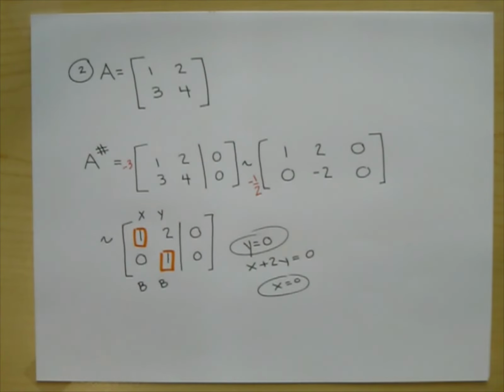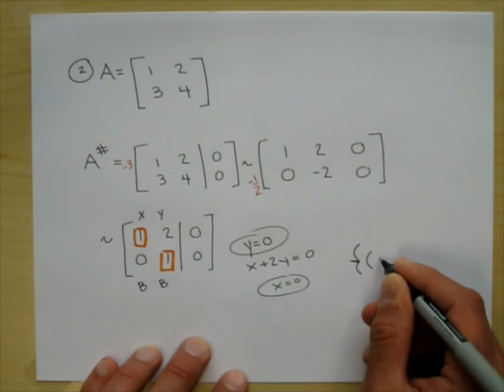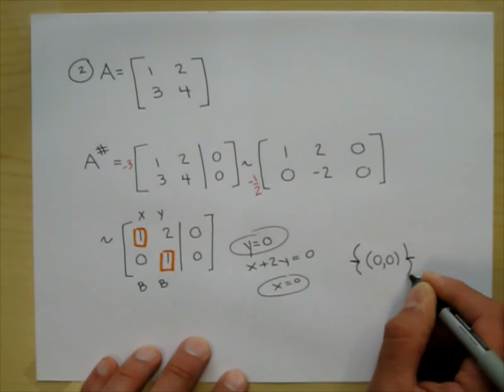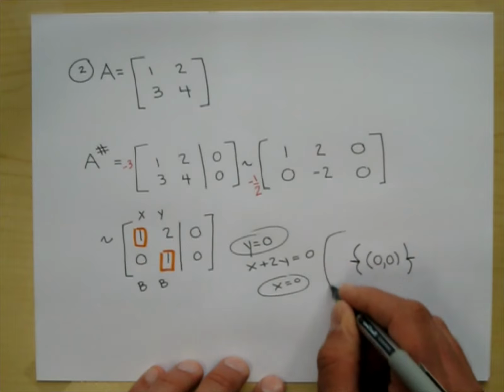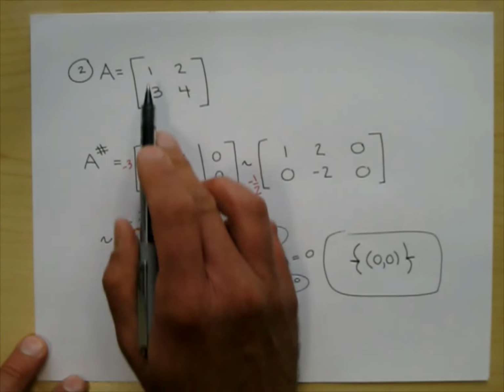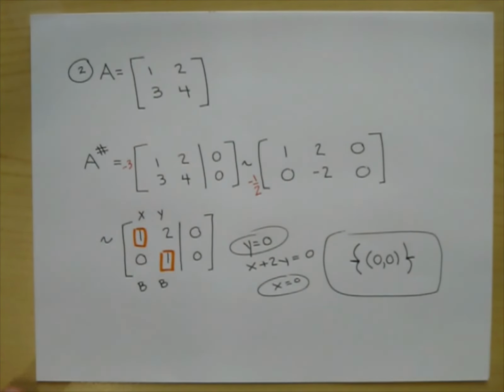So your null space on this one is just 0, 0. It's a subspace of R2. It's a trivial subspace, 2 being the number of columns. It's also the number of rows in this one because it was square. Let's do a few more of these problems.